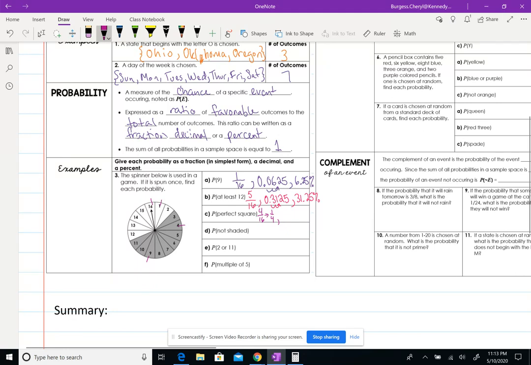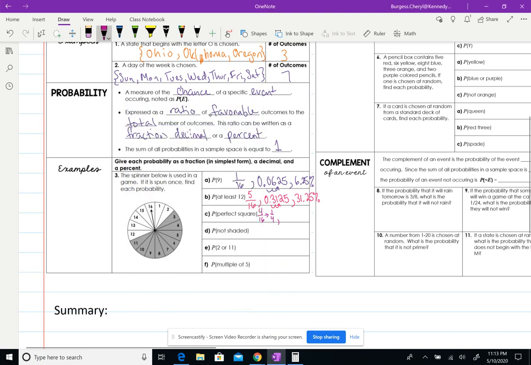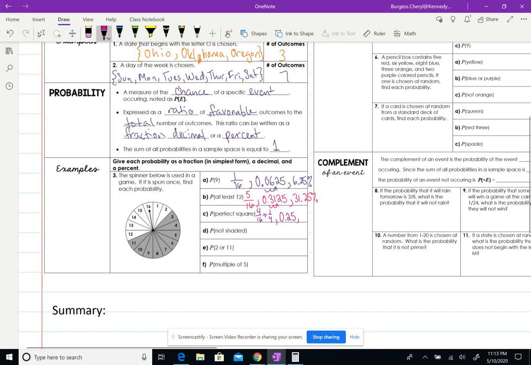Okay, and to change 1/4 into a decimal, do you guys already know this one? 1/4, 1 divided by 4, 0.25. And making that a percent, move your decimal 2 places to the right. That's 25%. So this is pretty easy.